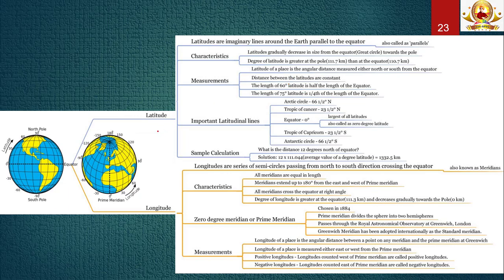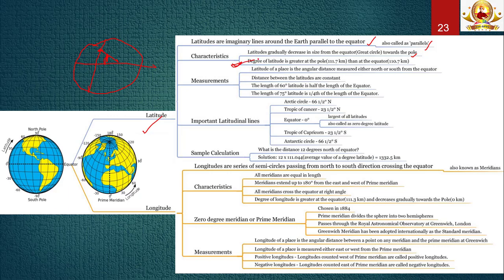We studied latitude first. Latitudes are imaginary lines around the earth parallel to the equator, we know, and these are called parallels also. Then characteristics: latitudes gradually decrease in size from the equator towards the pole. We saw that the degree of latitude is greater at a pole. Correct? As we move, the degree increases. The latitude of a place is the angular distance measured on either north or south from the equator. We saw that when we saw how to calculate the location of a place. This is the angular distance. This was place A, and we saw this angle was the latitude.